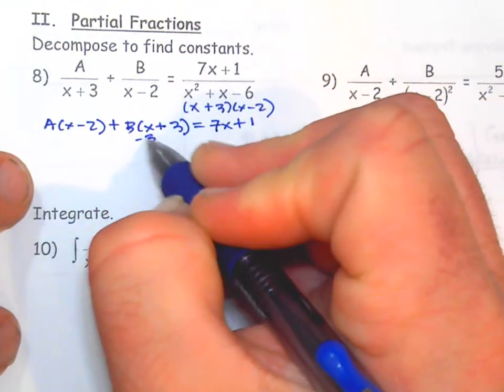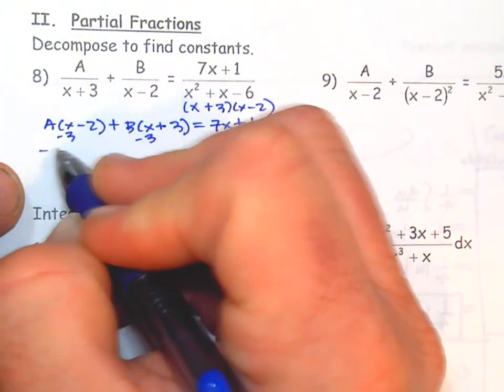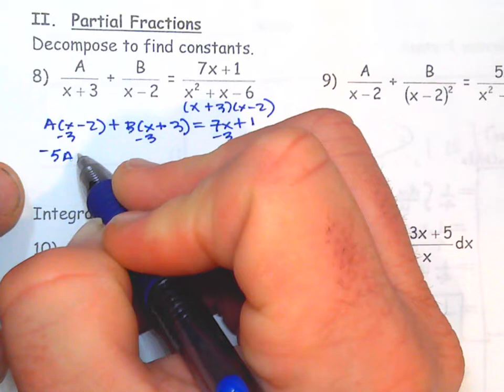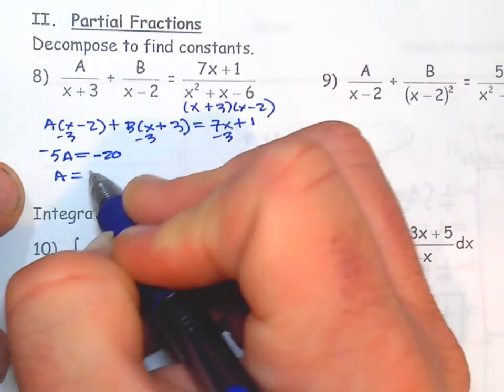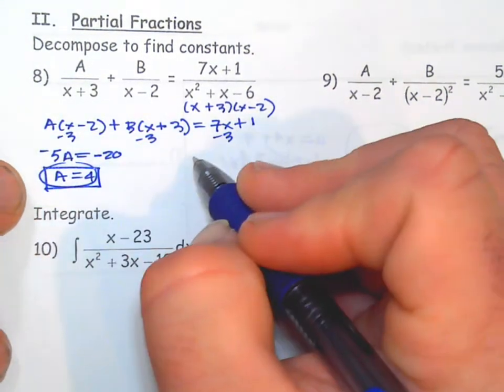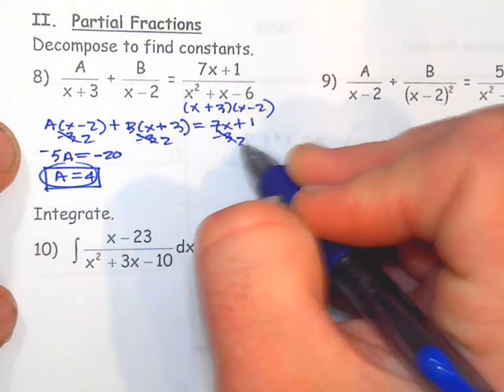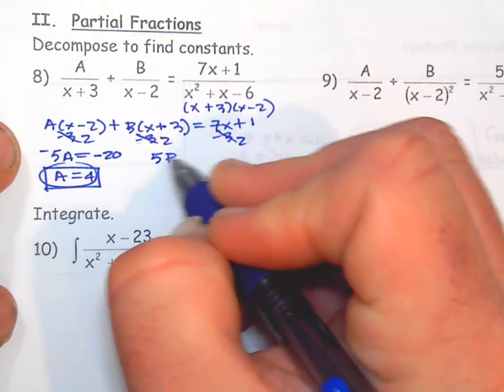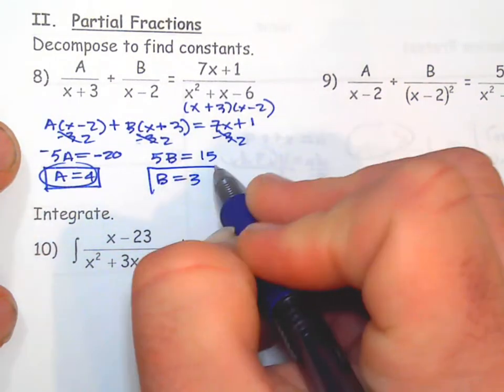You can get rid of either one first. So it's going to be negative 5a equals negative 20. So a equals 4. And we can plug 2 in. And we get 5b equals 15. So b equals 3.